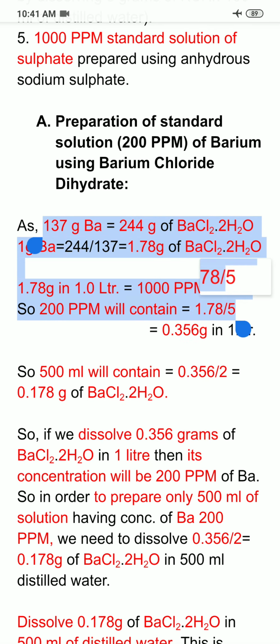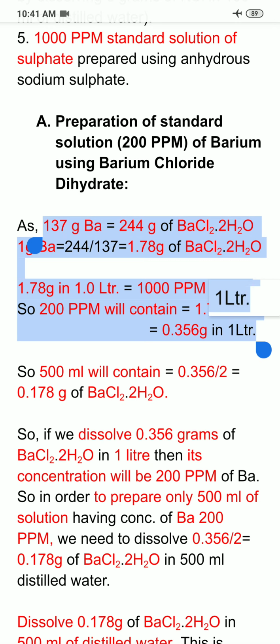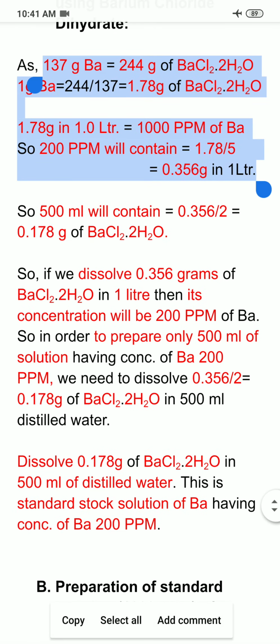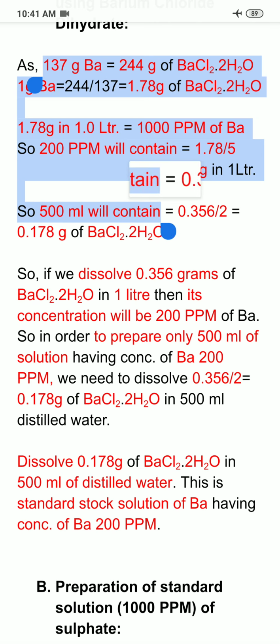So it will be equal to 1.78 divided by 5. So this will come out to be equal to 0.356 grams in 1 liter. So if I dissolve 0.356 grams of barium chloride dihydrate in 1 liter, then its concentration would be equal to 200 ppm. And suppose we do not want to prepare 1 liter of the solution, and we just want to prepare 500 ml of 200 ppm barium solution using barium chloride dihydrate.